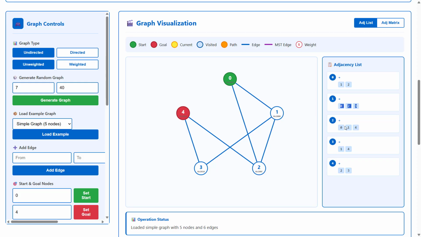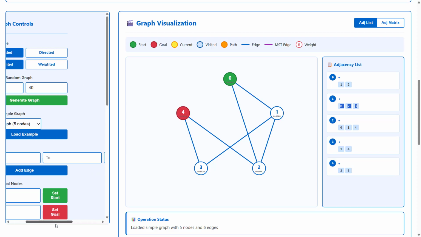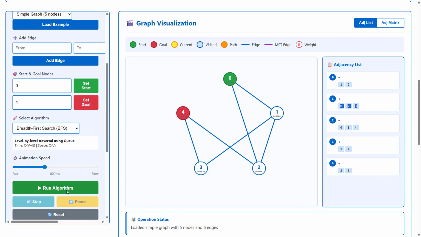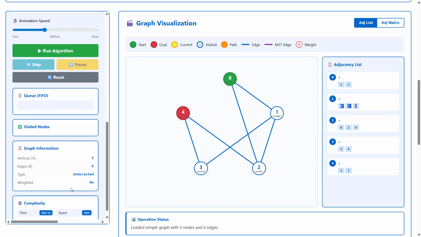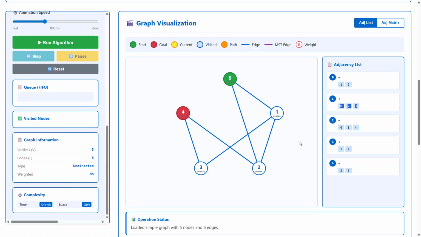The advantages of adjacency list are it's space efficient, it uses O(V + E) space. It's very easy to find all neighbors of any vertex. It works best for sparse graphs, meaning graphs with relatively few edges. The disadvantage is that checking if a specific edge exists takes some time. You have to search through the neighbor list.